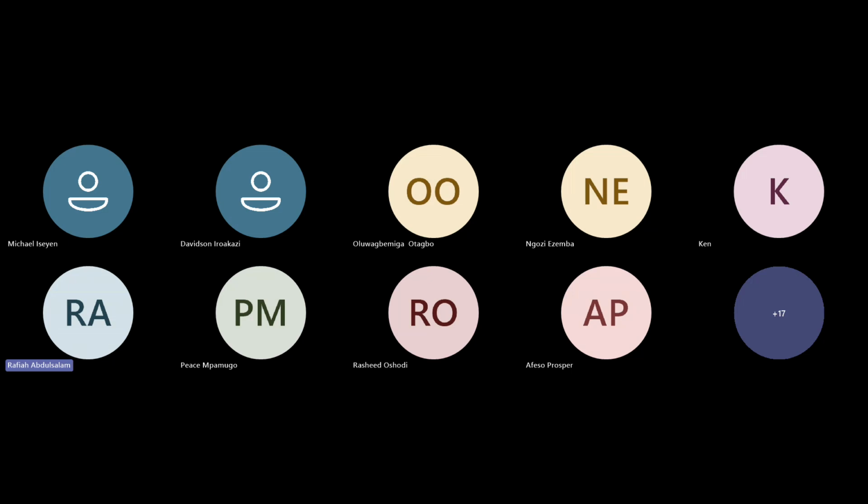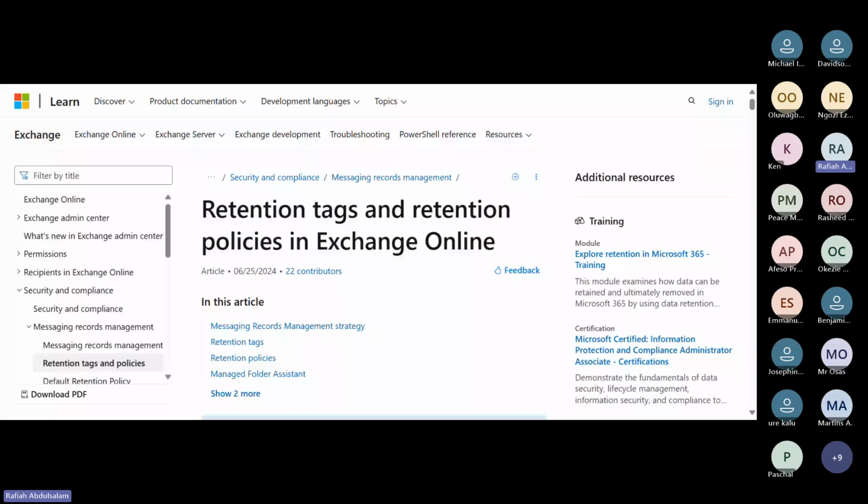Okay, so we have this. So one beautiful thing is you don't really have to stress much. Once you have these articles, you just read through, and it's very simple. Seriously, very, very simple and interesting. So here, I believe you can see my screen. You have the retention tags and retention policies in Exchange Online.